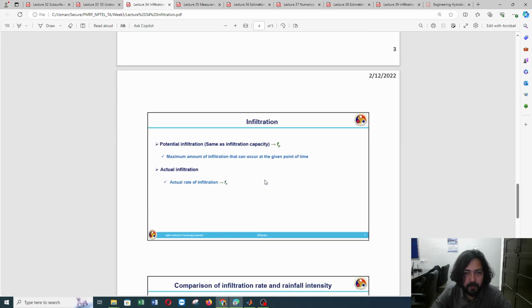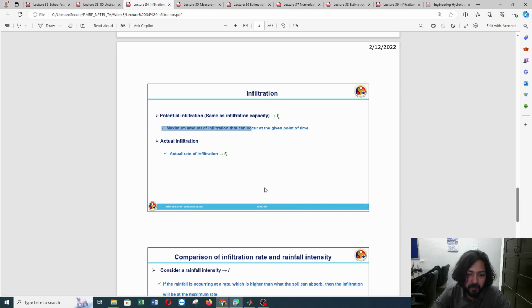Now there are two different types of infiltration. This is the same as it was in evapotranspiration also, right? Potential evapotranspiration and actual. So this is the same thing. Here the potential infiltration means the maximum amount of infiltration that can occur, right? This is the maximum that can occur, and actual means what has actually happened at the site. So that is denoted by FA and this is denoted by FP.